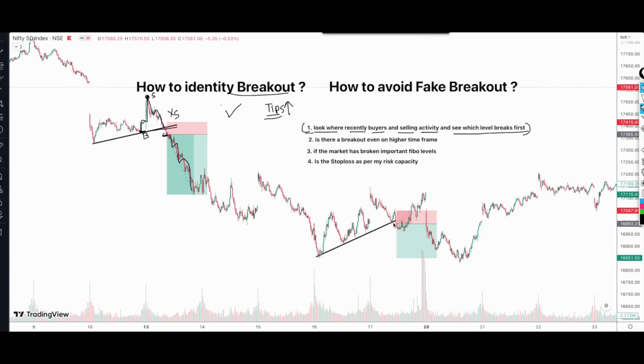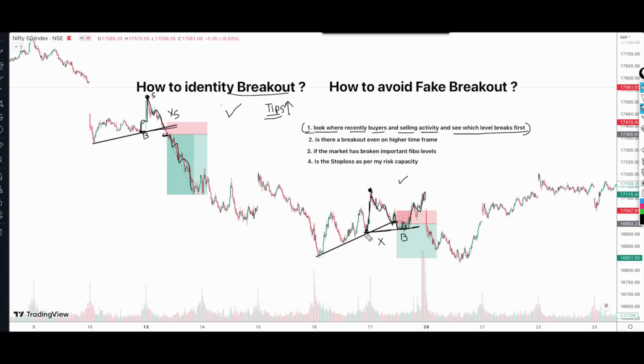In this example also you can see buyers got active here, they pushed the market up. Next day market opened with a gap up. Buyers' activity has completed here. But here sellers got active, they pushed the market down. Now after this level, we got a breakdown. Now after this breakdown, where is the recent buyers' activity? It was here. Did market break this level? It did not break. The buyers got activated here, they pushed the market towards the upside again. So as long as this level is not broken, entering a trade might not be a good idea.